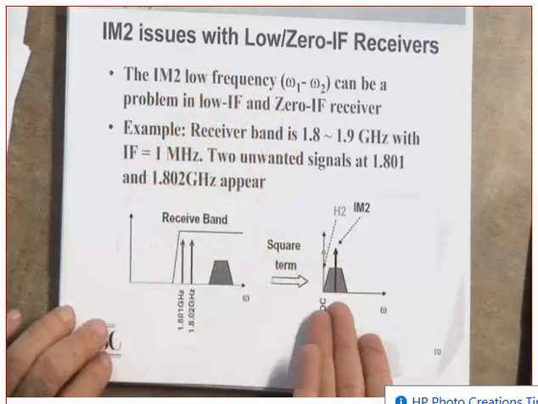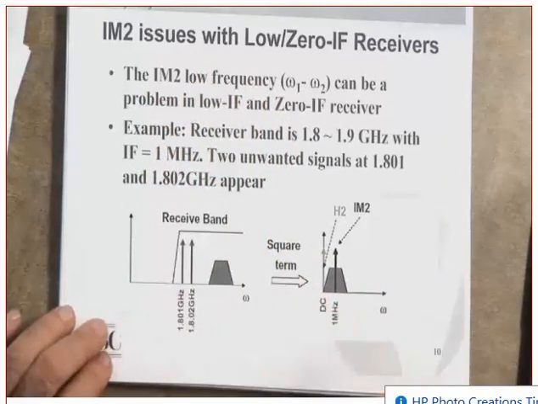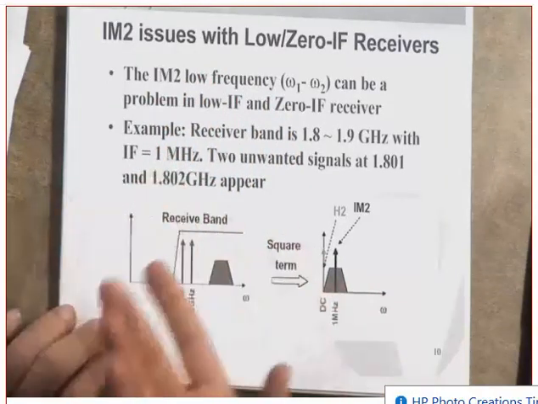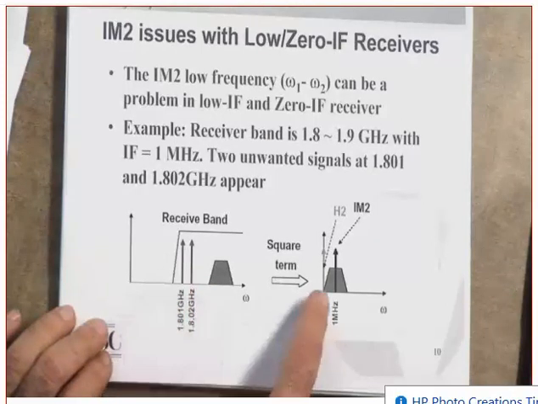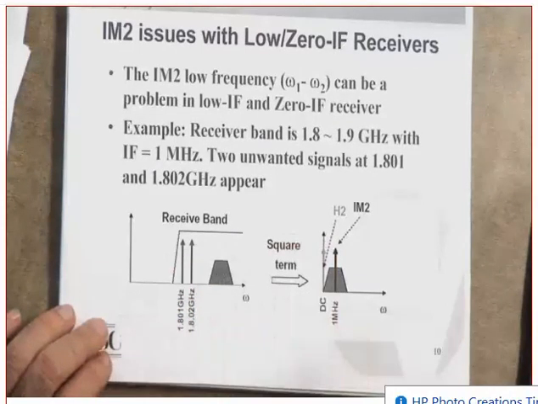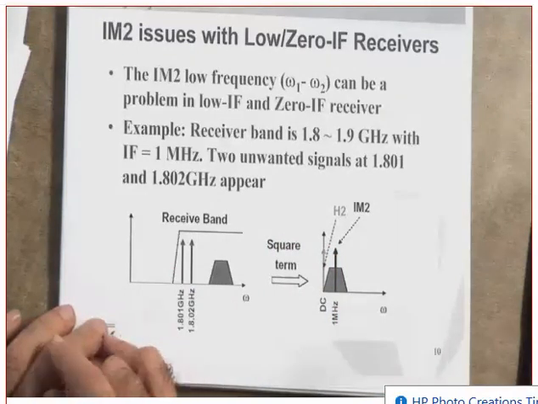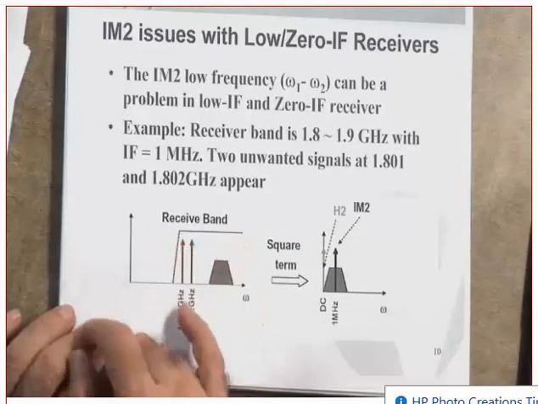Why? Because the spectrum is going to be converted all the way to zero. But will the difference cause me a problem? The difference will cause me a problem because they are very close to each other. So the difference will be here. Are you following me or not? Yes or no? Okay.